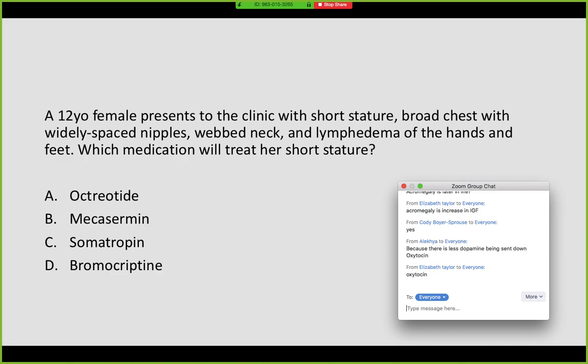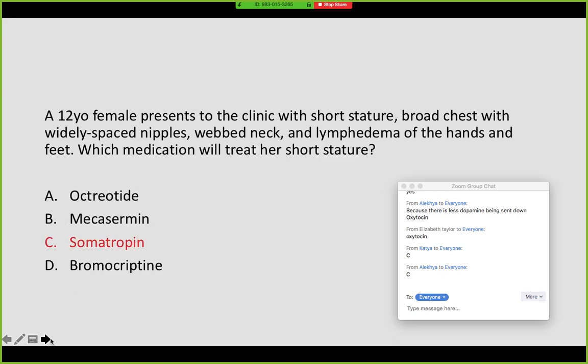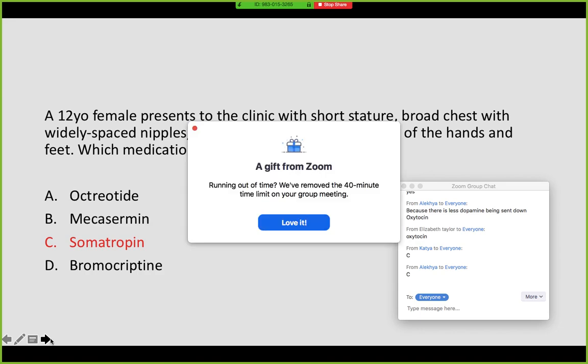Short female, webbed neck. Turner's syndrome? Yeah, that's right. So Turner syndrome. That would be a genetic cause of short stature. So what drug would you use to treat her if you have a genetic cause of short stature? Very good. So C is the correct answer here.